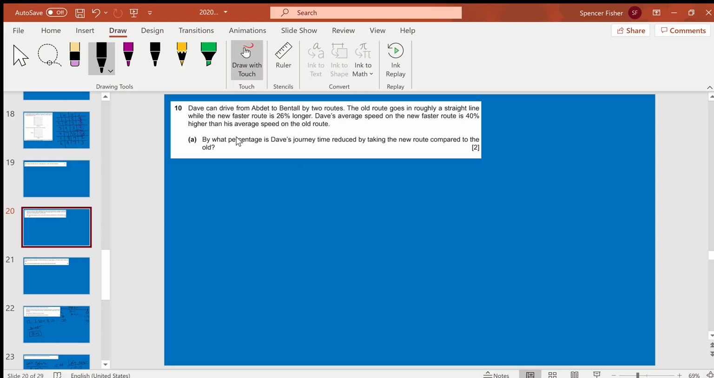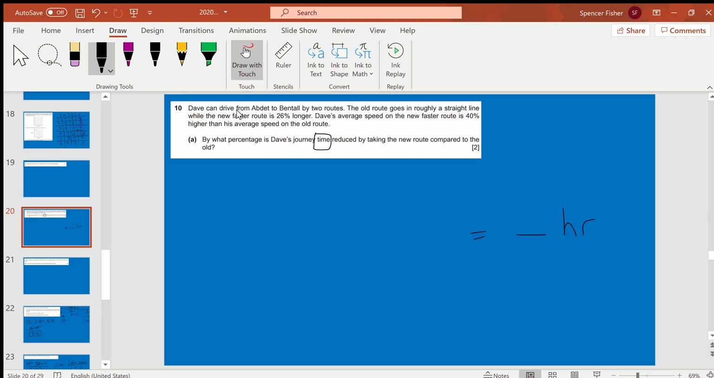Now the key here: by what percentage is his journey time reduced by taking the new route compared to the old? So first of all, that tells us we care about time. Now, time, generally speaking, will be relative to whatever the problem is. In this case, if we're dealing with speed, chances are we're going to be dealing with things like miles per hour or kilometers per hour, so we could deal with hours here. So let's assume that our answer is going to be given in hours, some number of hours.